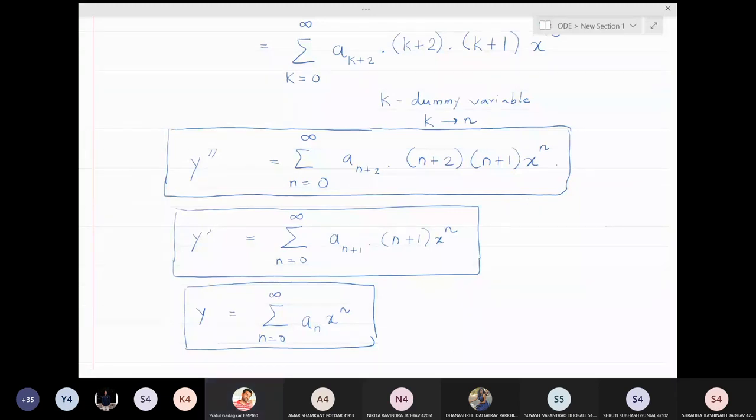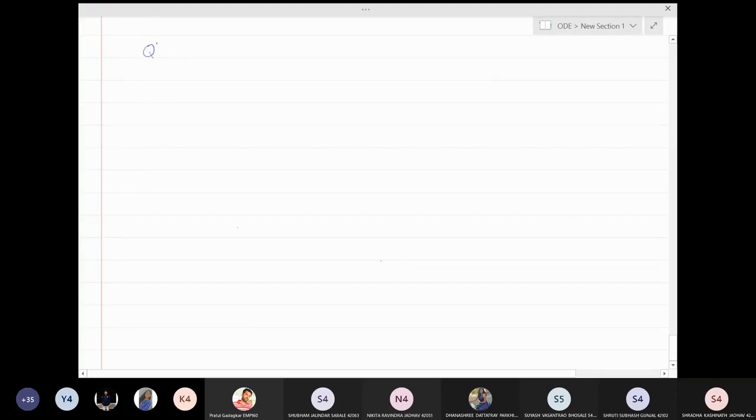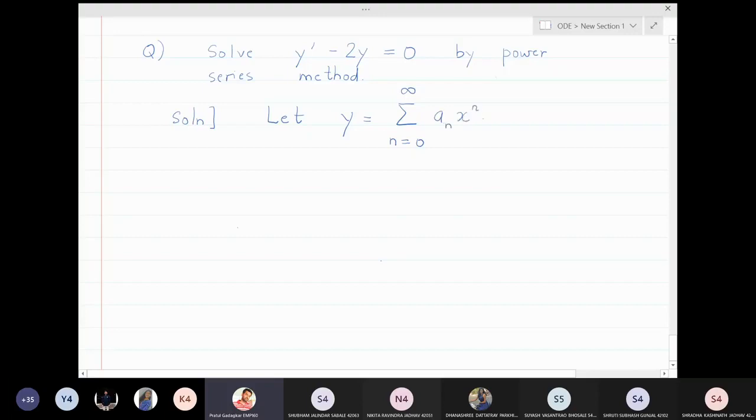Okay. So question: solve y dash minus 2y equal to 0 by power series method. Okay. So I will say that let y be equal to summation n going from 0 to infinity a n x raised to n, which is our power series.